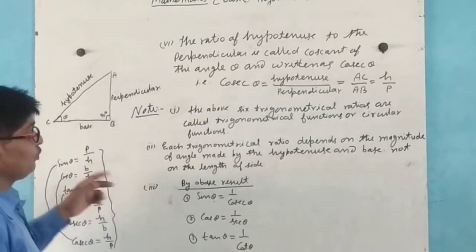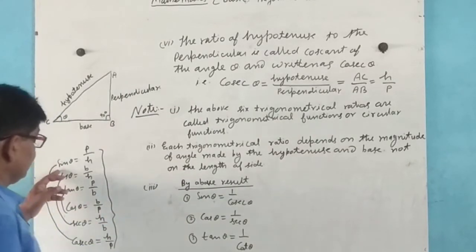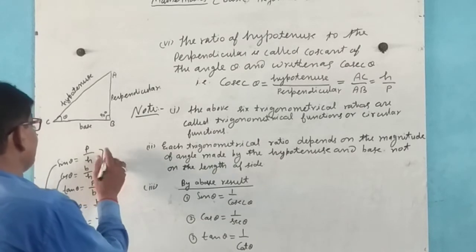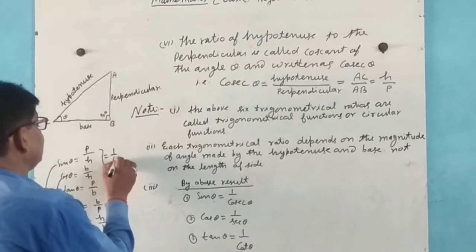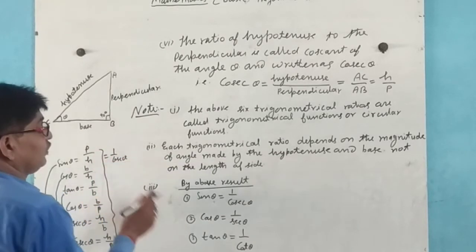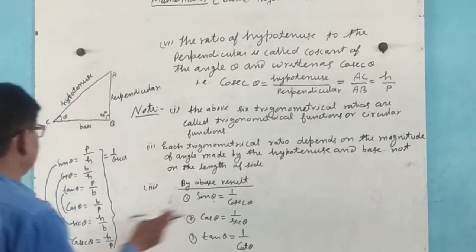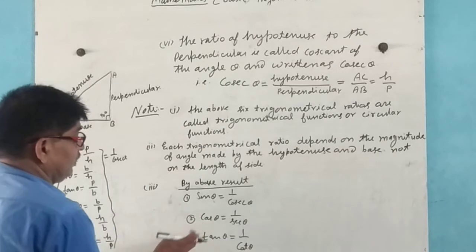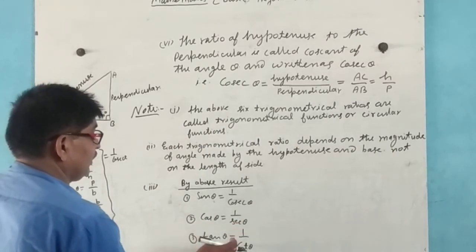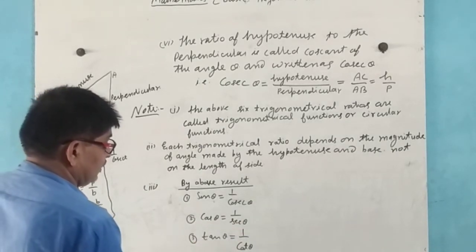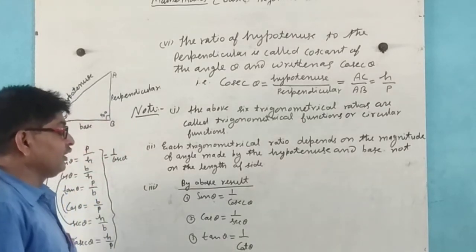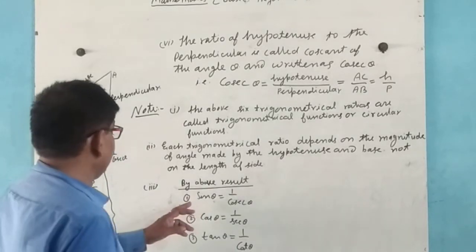Sin theta equal to P by H, it means 1 by cosec theta. This is also written sin theta equal to 1 by cosec theta, cos theta equal to 1 by sec theta, tan theta equal to 1 by cot theta, and tan theta equal to sin theta by cos theta. It can also be proved like here.